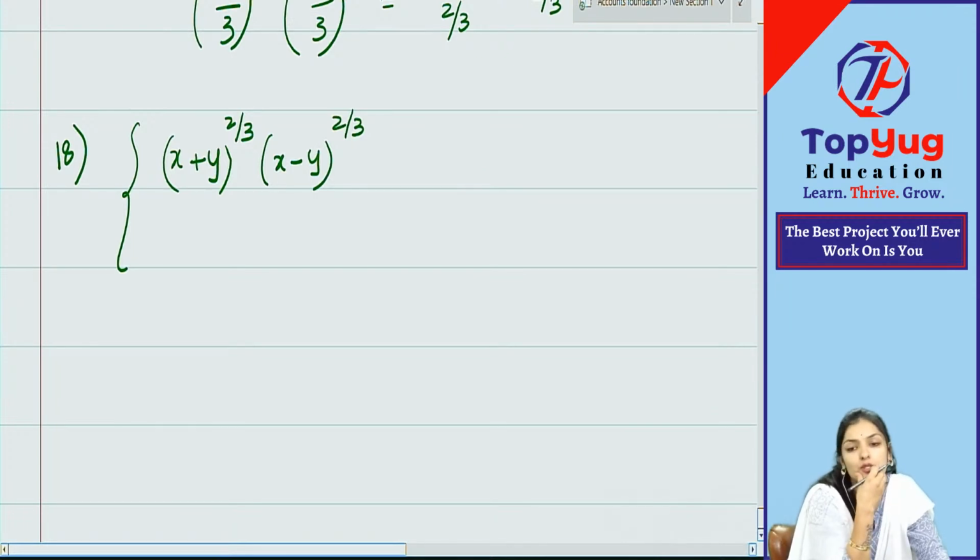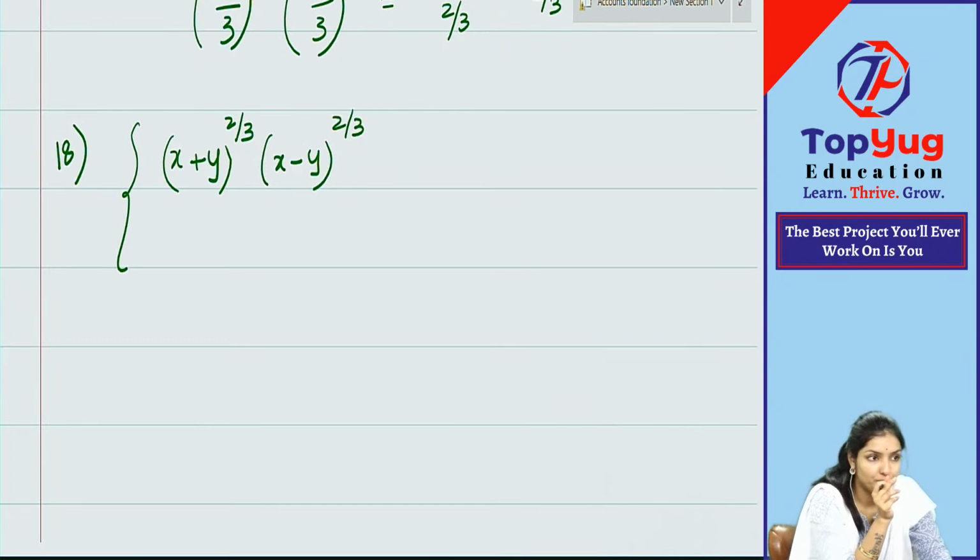What is given in the textbook? 2 by 3. Which textbook might it be? Is it the new one? 2 by 3 or 3 by 2? Because the material which I have downloaded, even it is 2 by 3 over there. Yeah, even I have the same thing.